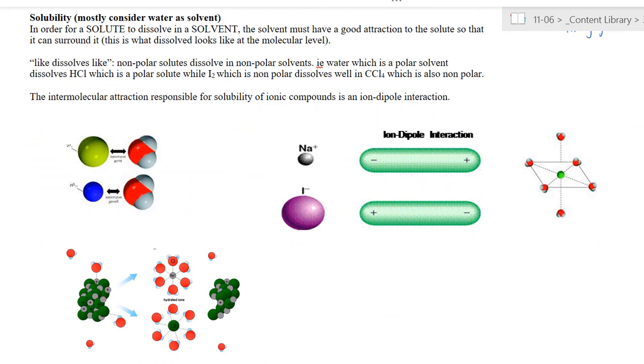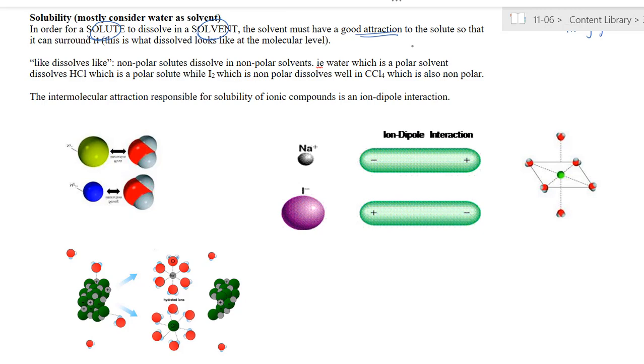The next property that we want to consider is solubility. And for solubility, what we need to first understand is what we need to consider when we consider whether or not something's going to dissolve. So it's really important to first recognize that in order for a solute to dissolve in a solvent, there must be a good attraction to the solute so that it can essentially surround it. So if you were to zoom in and look at a solute dissolved inside of a solvent, you would see the solute particles surrounded by solvent particles.